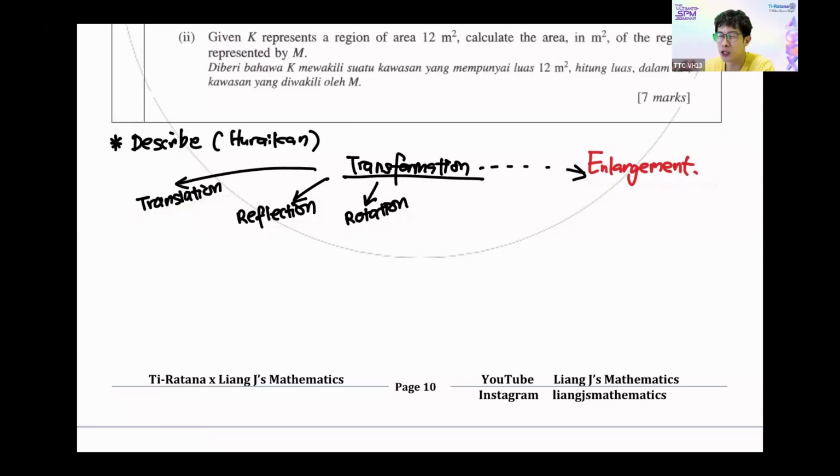Students will ask me, teacher, what if something becomes smaller? There's no such thing as "ensmallment." It's still enlargement, but we use other keywords to switch it into something that becomes smaller. Under the Bahasa version, same thing, pembesaran. If something becomes smaller, you don't say kecil. It's still pembesaran.